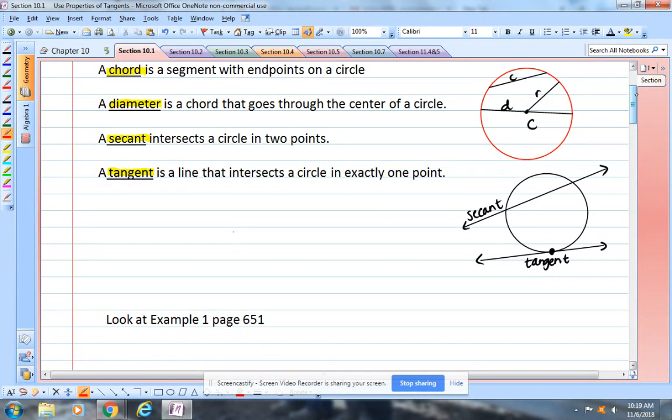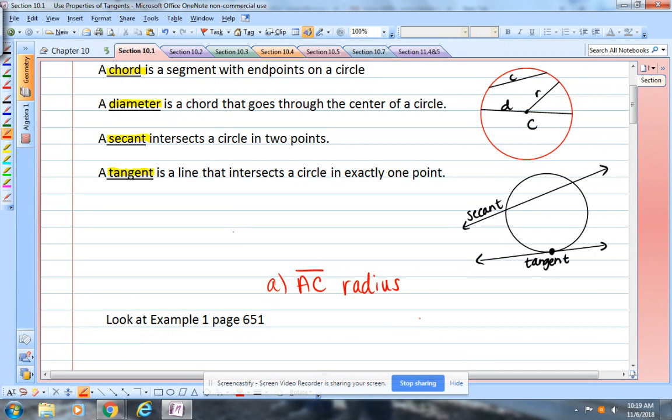It says, tell whether the line, ray, or segment is best described as a radius, chord, diameter, secant, or tangent. So, problem A is talking about segment AC. Y'all are looking with me on page 651 at example 1. What would you call AC? A radius. Very good. Because it's half a diameter. It goes from the center to the edge.